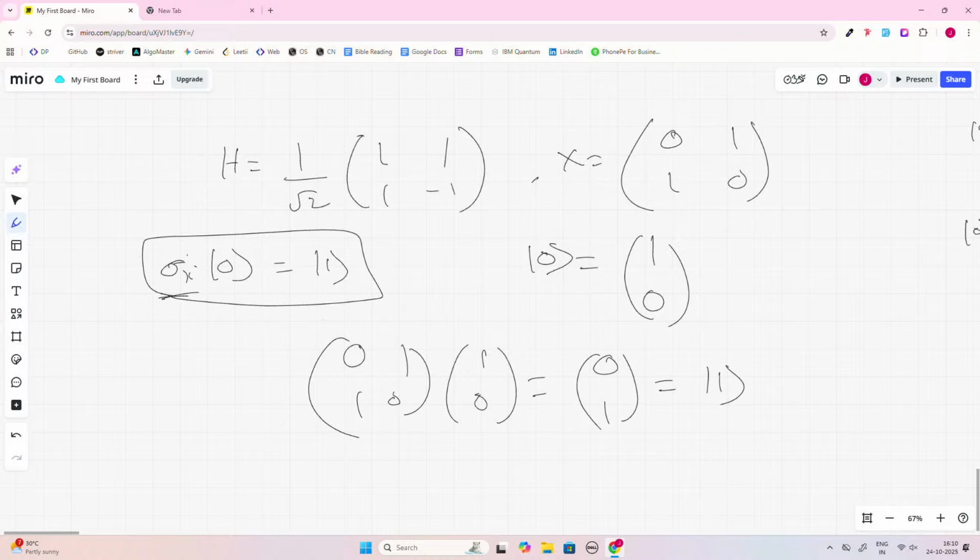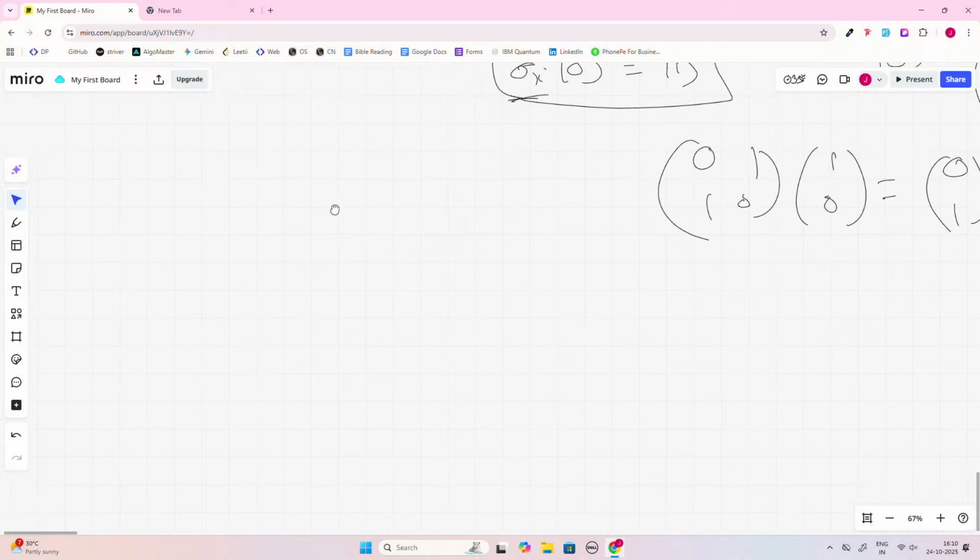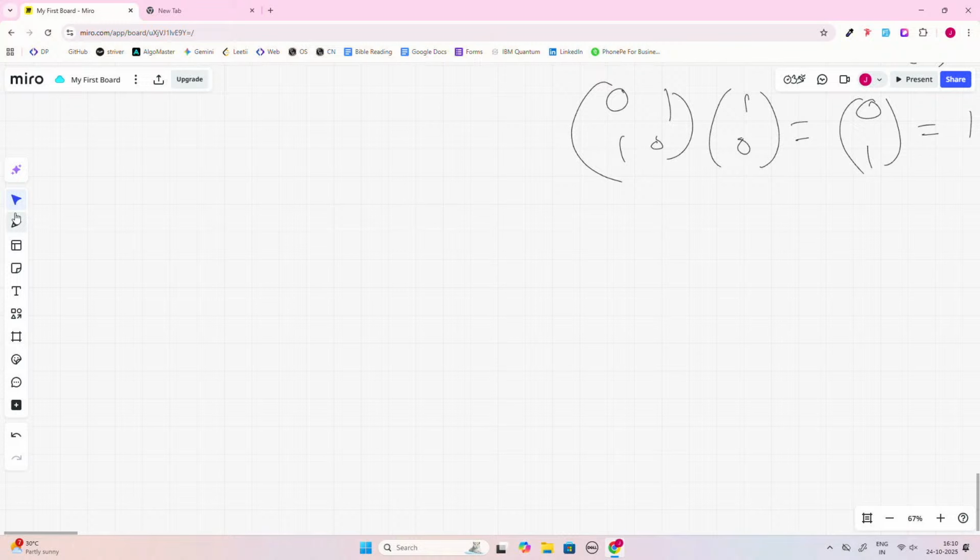Now, Pauli Z. Try to apply Pauli Z for the zero and one states. Apply it for the one state, not the zeroth state, or do both of them. So what is the Pauli Z matrix? 1, 0, 0, minus 1.